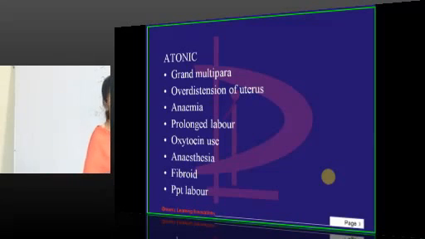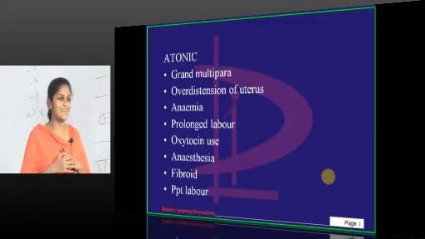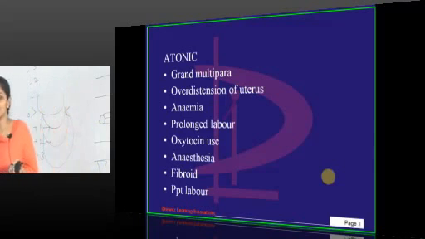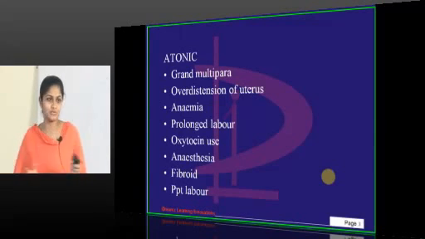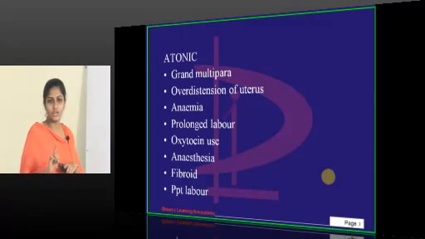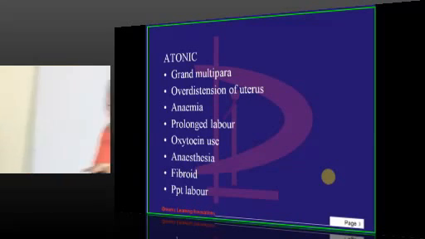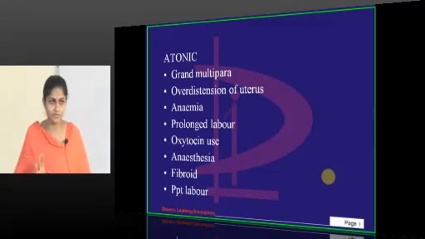So what is second stage of labor? Delivery of fetus. So from full cervical dilatation to the delivery of the baby. That's what we call the second stage of labor. Normal duration in a primi is 1 hour, in a multi is half an hour. If it is greater than 2 hours in a primi and greater than 1 hour in a multi, we call it prolonged second stage of labor.